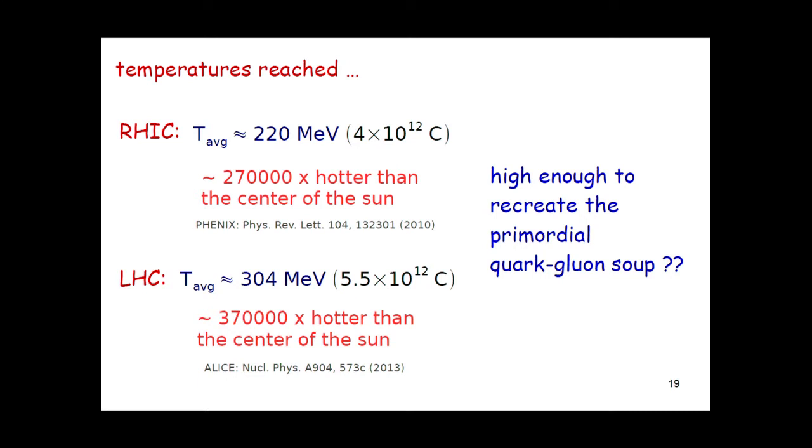So this we can estimate from experiments, but the question remains, are these temperatures high enough to recreate the primordial quark-gluon soup? To answer this question, we have to really go back to our fundamental ingredients, the quarks and gluons, go back to their fundamental interactions, and try to calculate at what temperature such a quark-gluon plasma or quark-gluon soup can be formed.